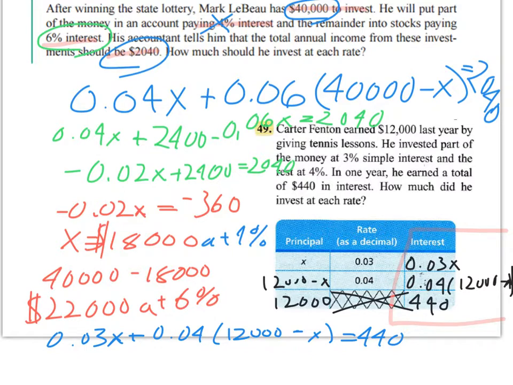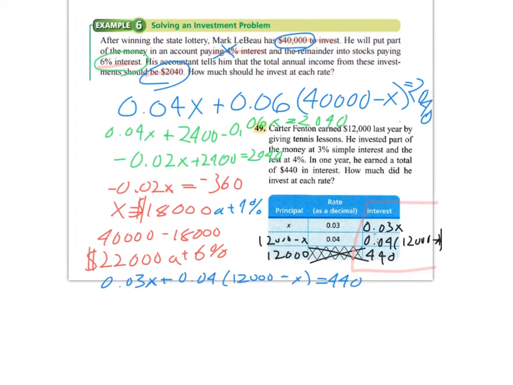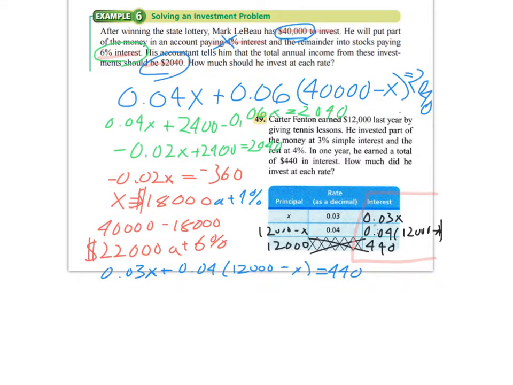Maybe I'll just go ahead and do that this way this time around. Again, because the numbers work out nicely, we end up getting some nice values there. So let's see. If we multiply both sides of the equation by 100, we get 3x plus 4 times the 12,000 minus the x, and that would equal 44,000. So again, it knocks out those decimals, makes those a little bit easier to handle.